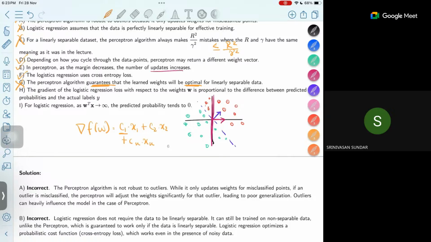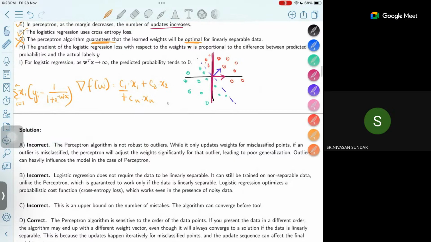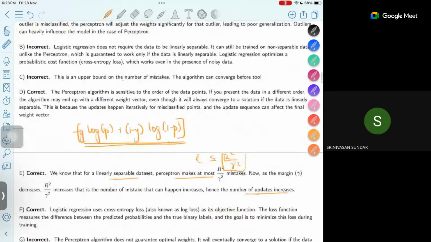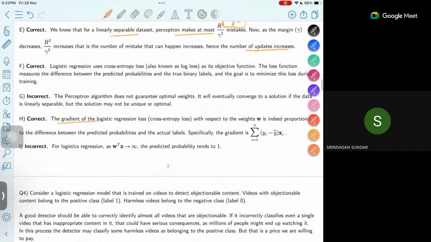And where the c is actually nothing but yi minus, I think it was, 1 divided by 1 plus e power minus of w transpose xi. I think this was the weight for each of the labels. And this is of course summed over all i equal to 1 to n. So this is the gradient, and this gradient is proportional to the difference between the predicted probabilities and the actual labels. I think that's a true statement. Yes, it is a true statement.